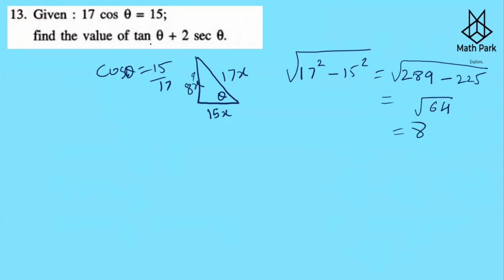Okay, now let us find tan theta. So we have tan theta is equal to opposite upon adjacent, which is 8 upon 15. And sec theta is the reciprocal of cos theta, so it is going to be 17 upon 15.